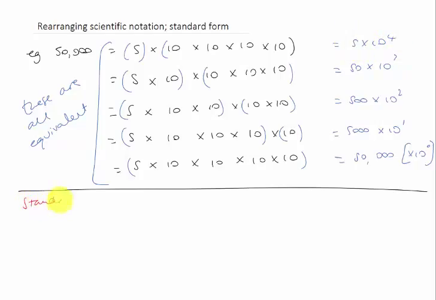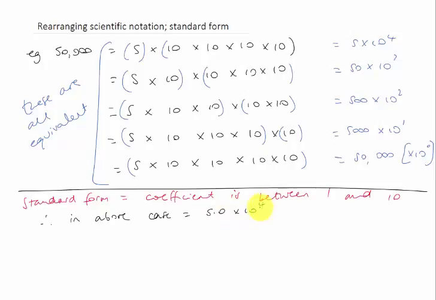So what's standard form? That's a way of writing these numbers where the coefficient is between 1 and 10. So in the above case, the one way of writing this number in standard form would be 5.0, let's say it that way, times 10 to the power 4.